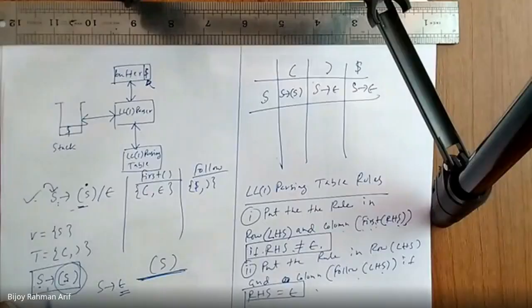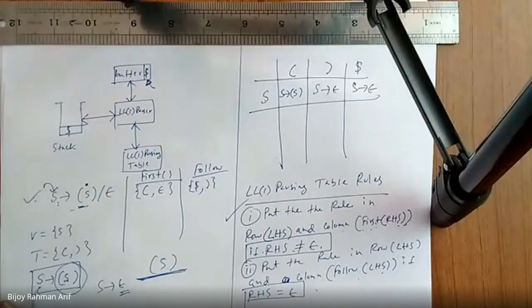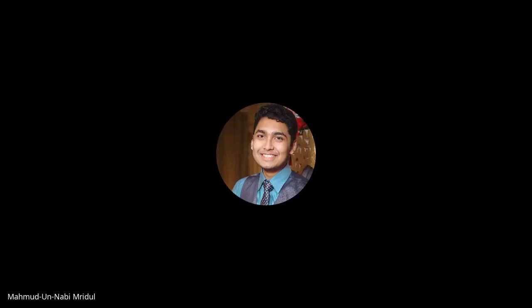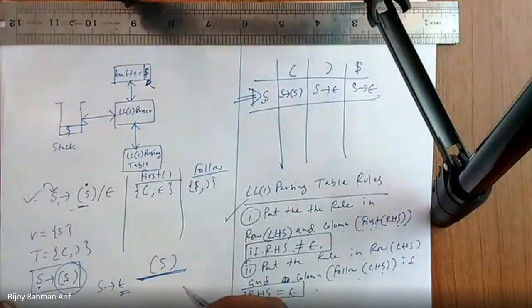Put the rule in the row of LHS and the column of first of RHS if RHS is not epsilon. The first production is S derives open parenthesis S close parenthesis, so it is not epsilon. We use rule number 1. The row of LHS is S. At the very beginning of creating the table, in the leftmost column you put all the variables, and in the top row you put all the terminals with dollar. Then you construct the table.